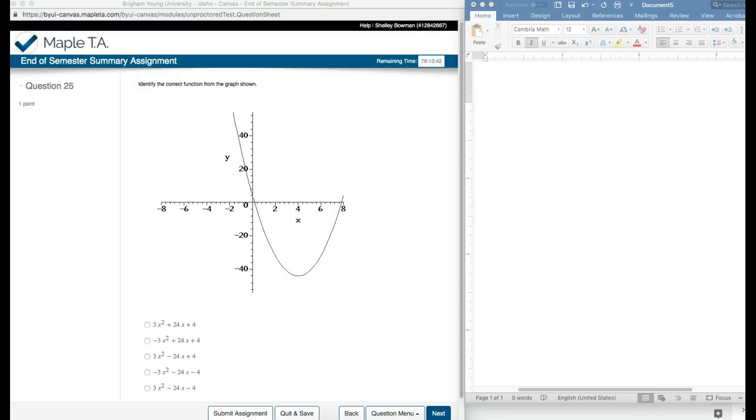Maple TA End of Semester Summary Assignment, question number 25. Identify the correct function from the graph shown. So here we have a parabola.